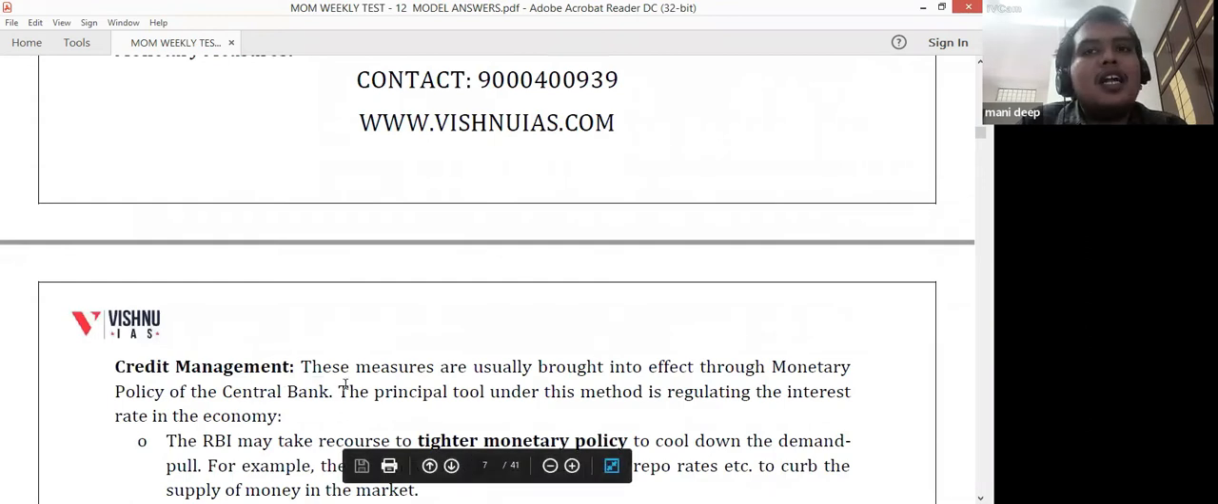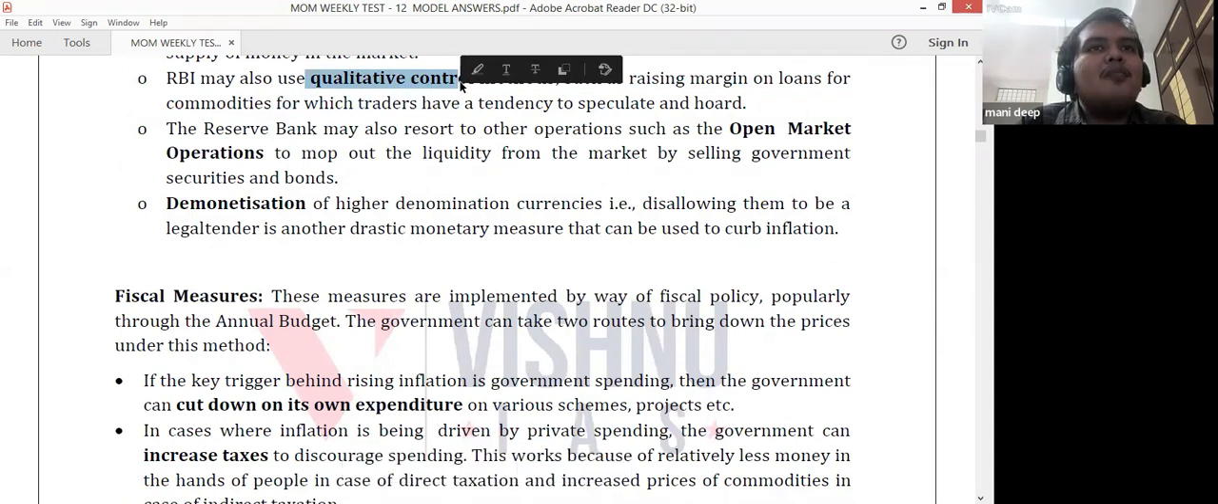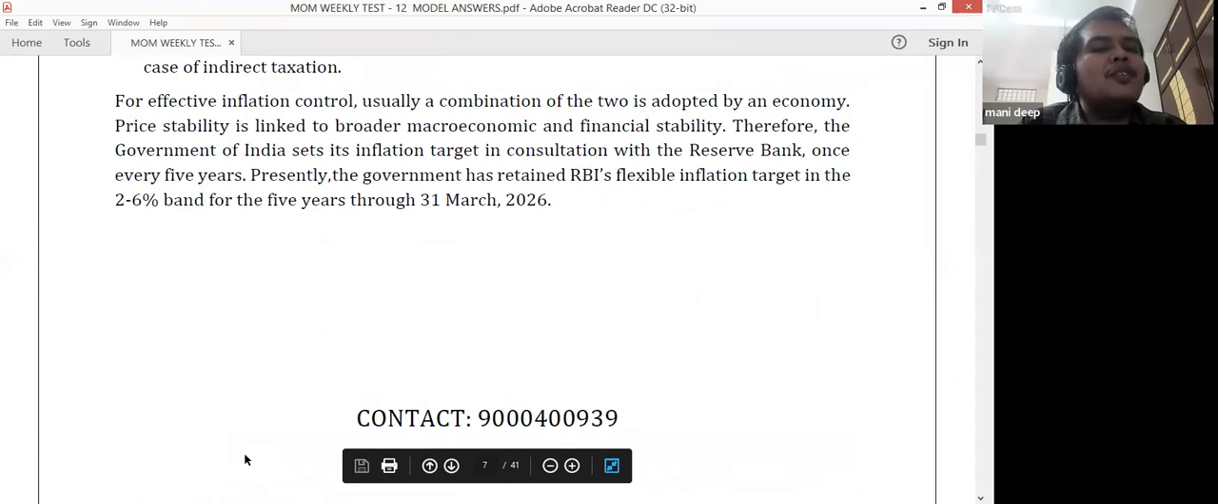So first you can write about credit management, tighter monetary policy, which is repo rate, reverse repo rate. You can also write about quality control, like you can call on banks to reduce their margins, or you can persuade them not to give loans to some individuals. These are all qualitative methods. Then there is open market operations. Last is regarding fiscal measures. Here you can write about cutting down their own expenditure. You can increase taxes on the people so they don't have money, so there will be no demand pull. So these are the things you should write.